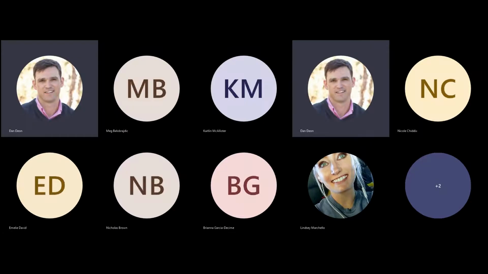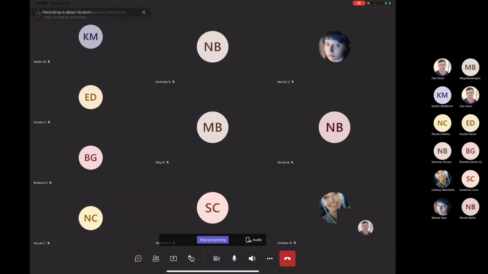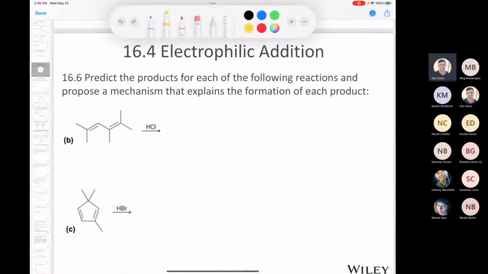And let's give it a shot. Okay, so question 16.6 says predict the products for each of the following reactions and propose a mechanism that explains the formation of each product.